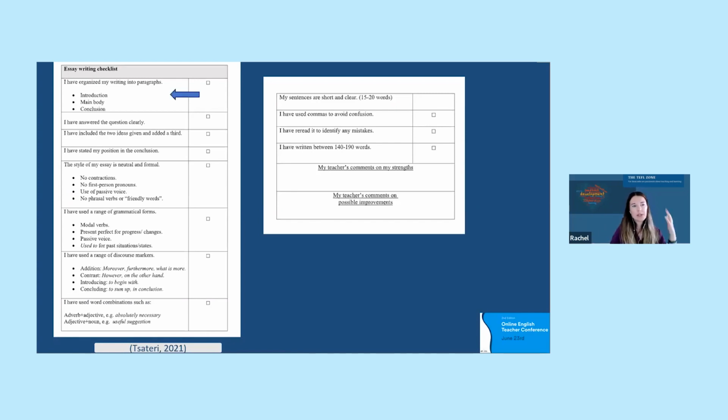You can see, for example, organization, style or grammatical forms, discourse markers, even if they had reread it to identify mistakes, because I wanted to turn proofreading into a habit, right? They often just wrote something quickly and just submitted it. Even the word limit: have I exceeded the word limit, or have I written between 140, etc.? So that was there as a reminder.